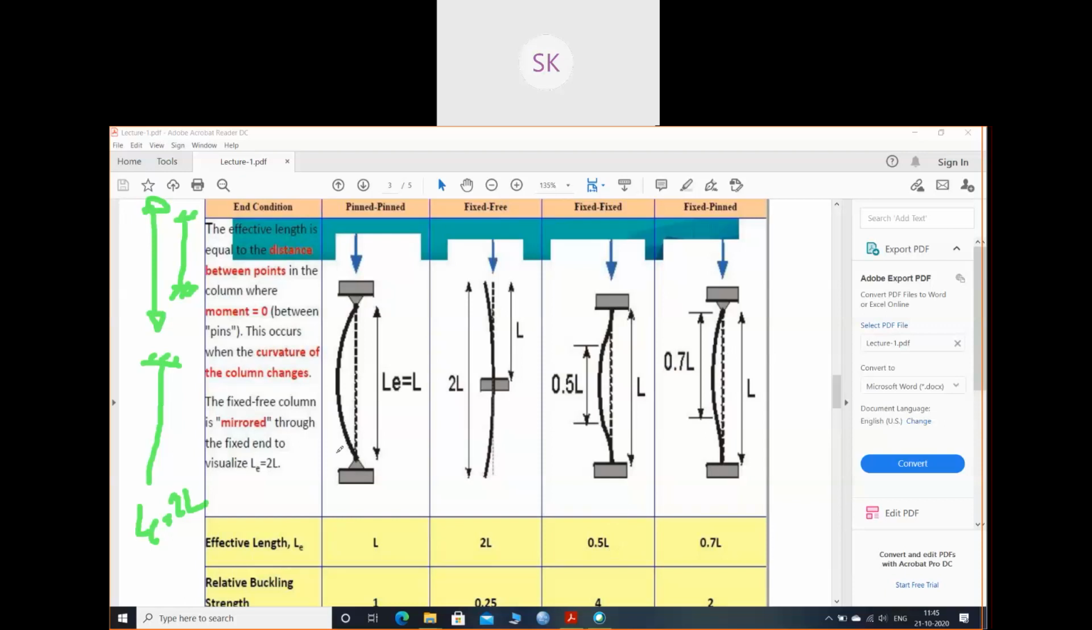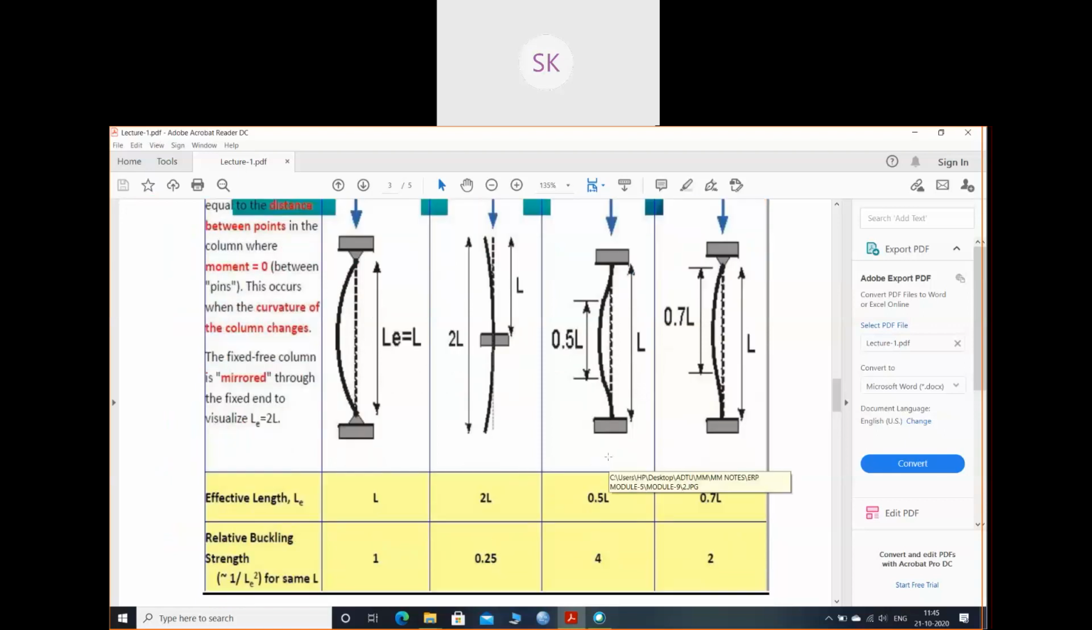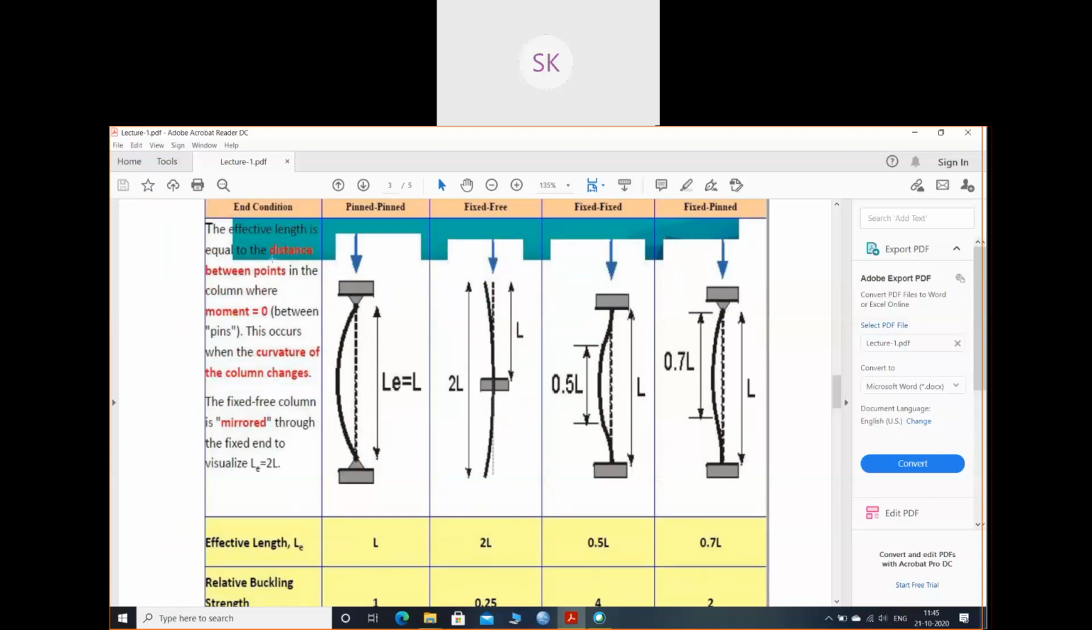Now the last case is one end fixed and another one hinged. The effective length will be 0.7 of L. So these are the four cases of effective length. Effective length is the distance between points in the column where movement equals 0. So from here to here, movement will be equal to 0, and this length will be the effective length.